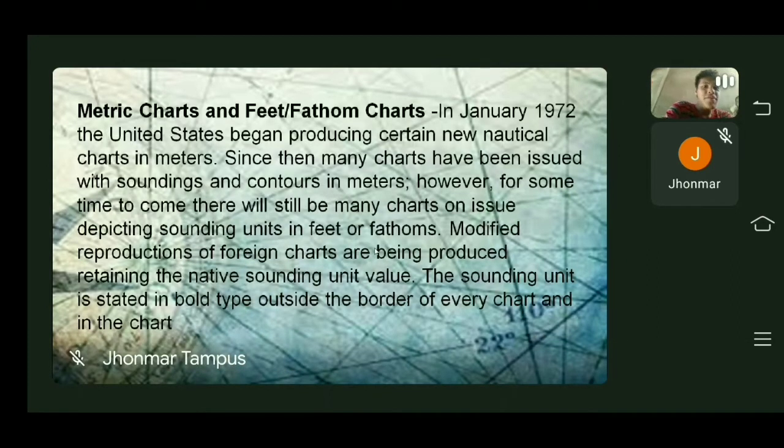Metric charts and feet/fathom charts. In January 1972, the United States began producing certain new nautical charts in meters. Since then, many charts have been issued with soundings and contours in meters. However, for some time to come, there will still be many charts on issue depicting sounding units in feet or fathoms. Modified reproductions of foreign charts are being produced retaining the native sounding unit value. The sounding unit is stated in bold type outside the border of every chart and in the chart title.